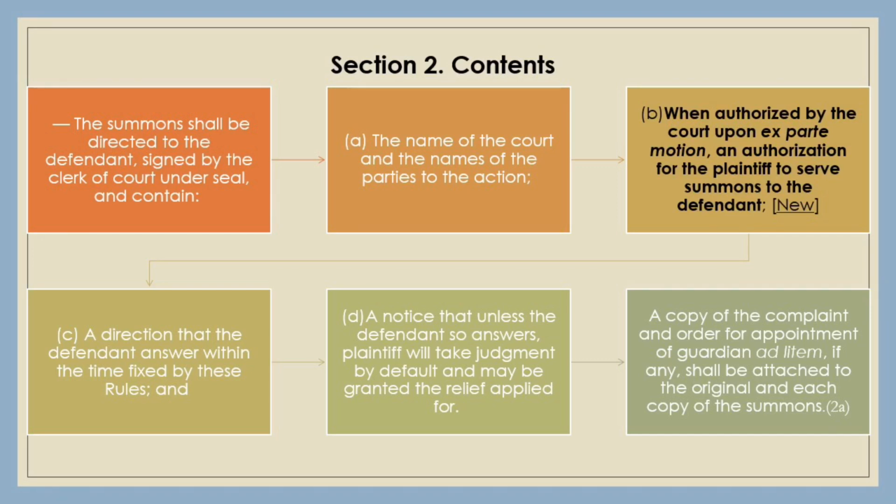Section 2 of Rule 14. Contents. The summons shall be directed to the defendant, signed by the clerk of court under seal, and contain: A. The name of the court and the names of the parties to the action. B. Which is a new provision, when authorized by the court upon ex parte motion, an authorization for the plaintiff to serve the summons to the defendant. C. A direction that the defendant answer within the time fixed by these rules.